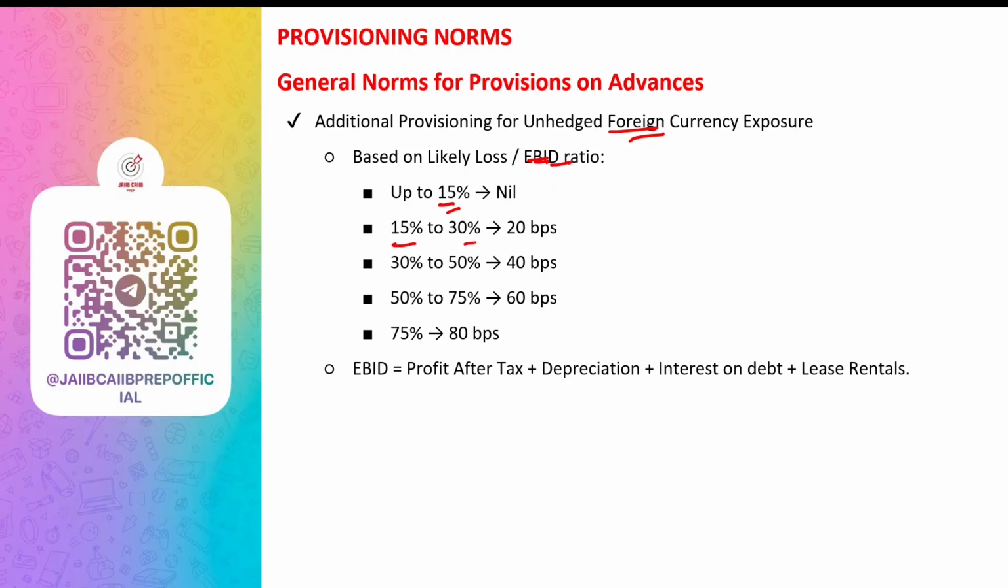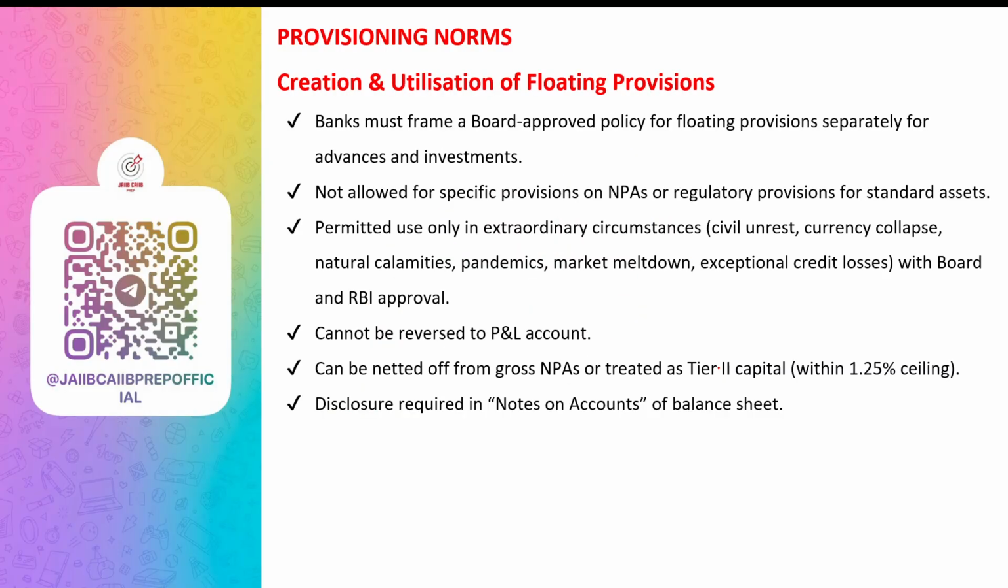If it is 15 to 30%, then 0.2% of the exposure is required, or 20 basis points. For 30 to 50%, 40 basis points or 0.4%; 50 to 75%, 60 basis points or 0.6%; and 75% and above, 80 basis points or 0.8% of the exposure is required as extra provision. Here EBID is equal to profit after tax plus depreciation plus interest plus lease rentals. So it shows the borrower's ability to service debt.